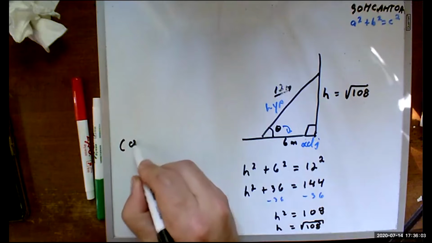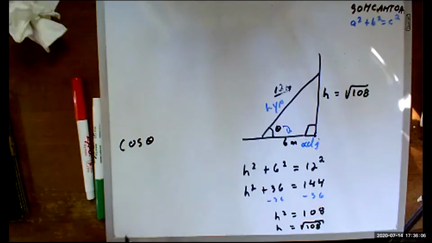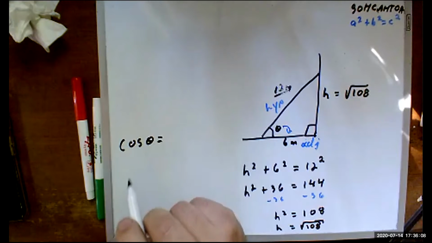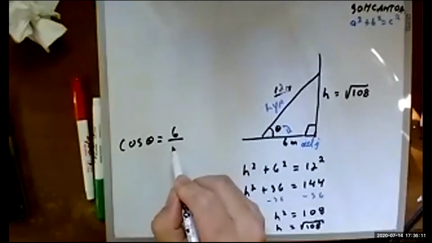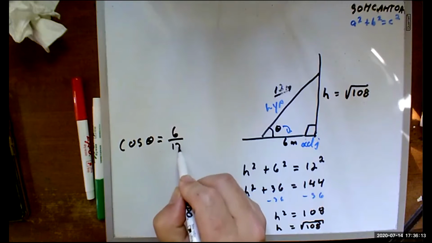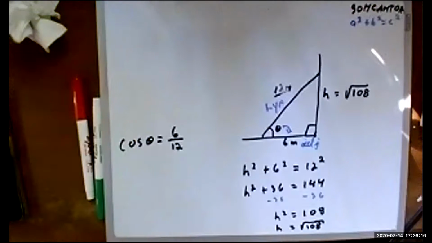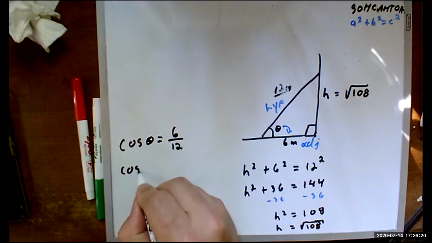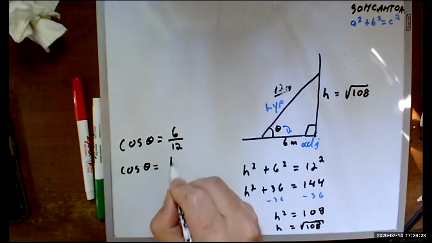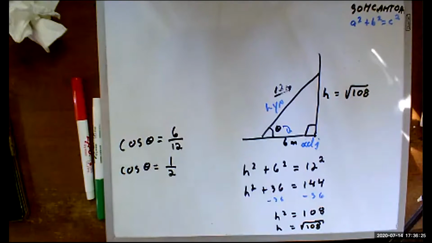So we can ask ourselves, I want the cosine of theta, and I know that it's going to be equal to the adjacent over the hypotenuse. I can reduce that and make my life easy, so the cosine of theta will be equal to 1 over 2. When I look at that, 1 over 2 should immediately ring a bell in terms of one of my special triangles.